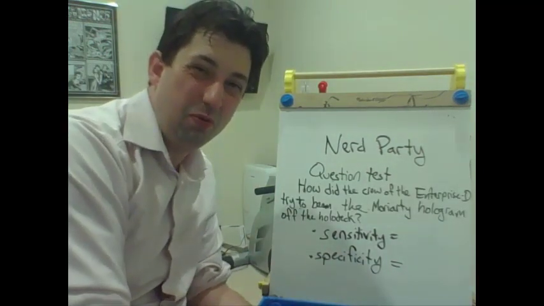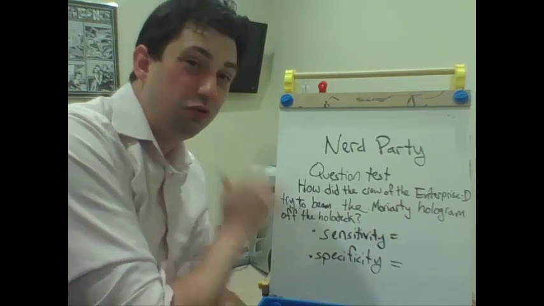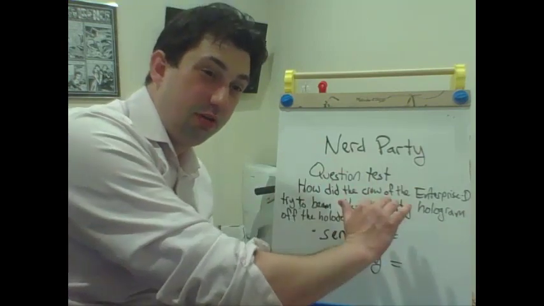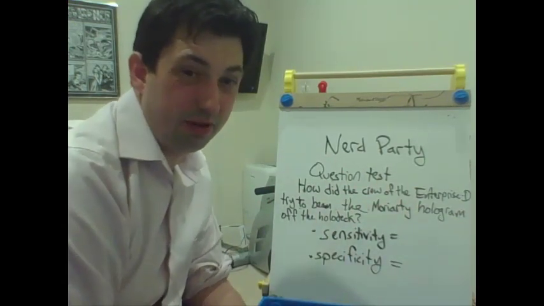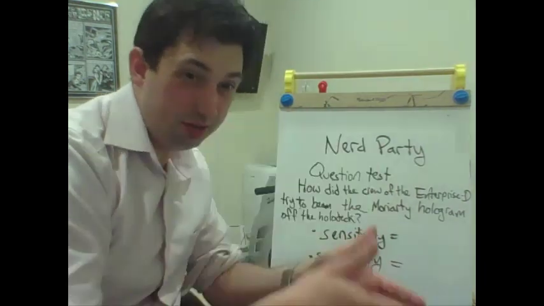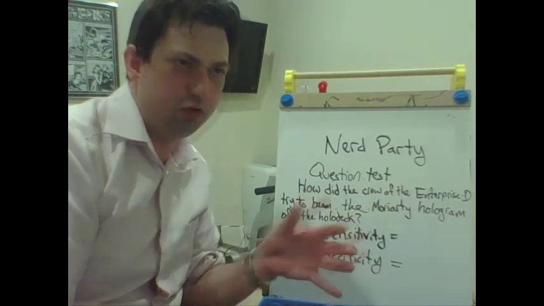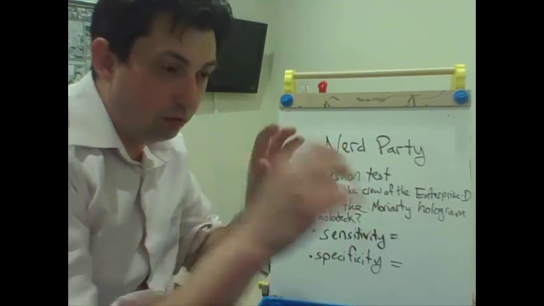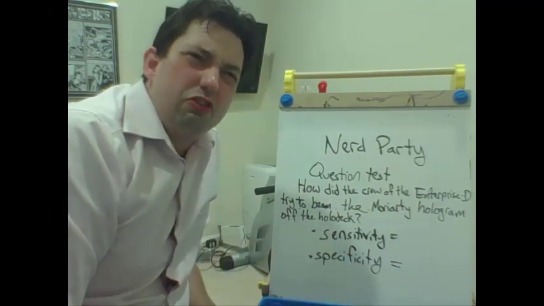So my question for the potential nerds to try to get in my party is, how did the crew of the Enterprise D beam the Moriarty hologram off the holodeck? How did they try to do that? Because of course a hologram on the holodeck can't enter the real world, unless of course it has the mobile emitter. It wasn't introduced until Voyager. It had a lot of potential.